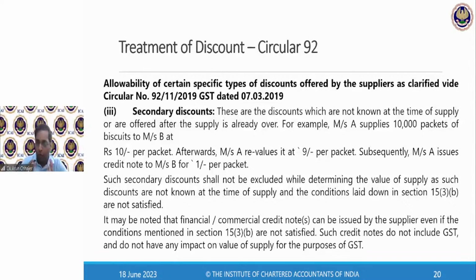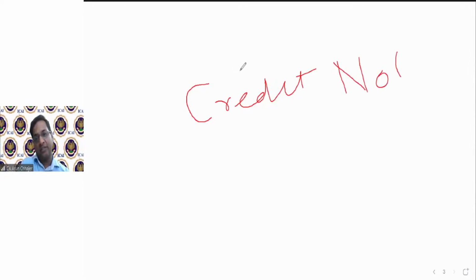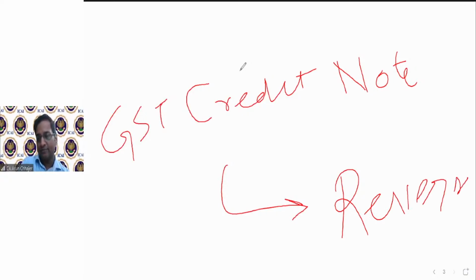Now, before moving to Circular 92, let me explain one more point. If the credit note is issued by charging GST, which is called a GST credit note, then the recipient has to reverse the input tax credit. He does not have any choice. He has to reverse the input tax credit.